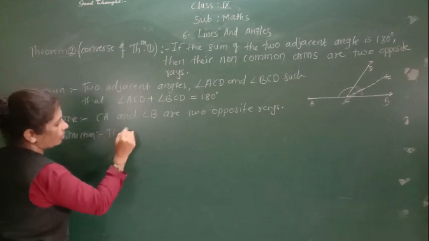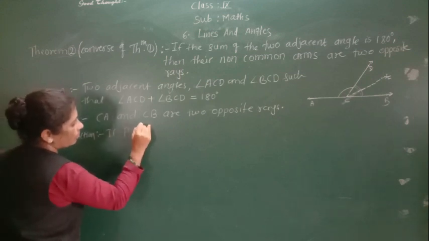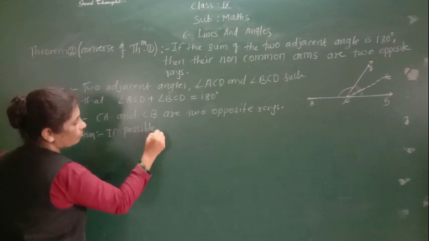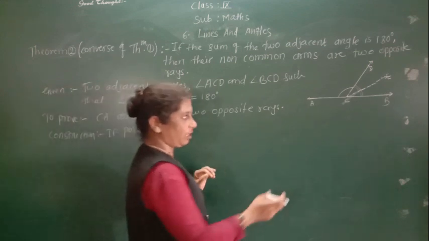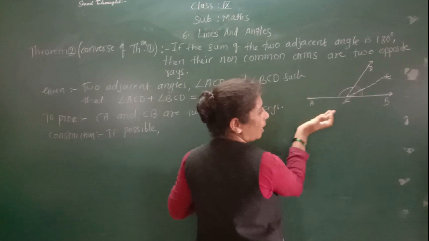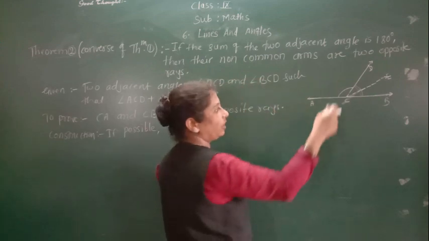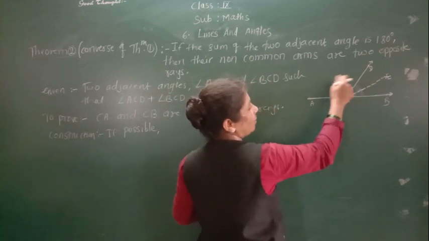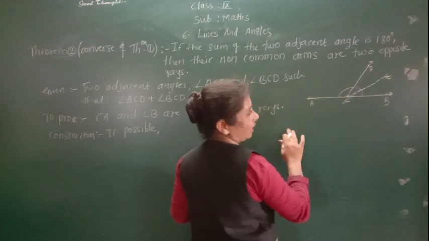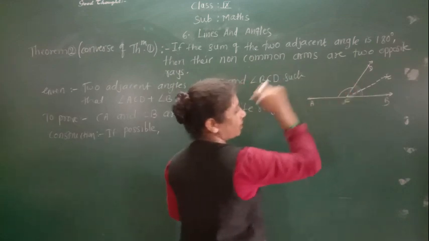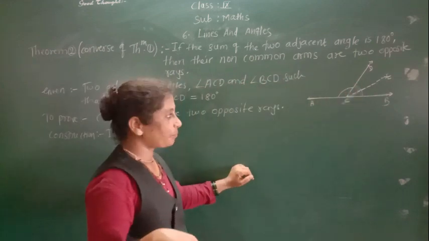If possible, why are we taking "if possible"? Because if CA and CB are opposite rays, then they form a linear pair, which means a 180 degree angle, right? It means the sum of these two adjacent angles is 180 degrees.